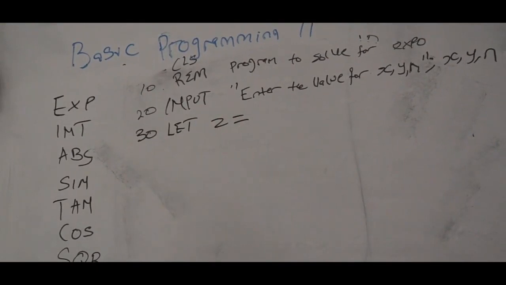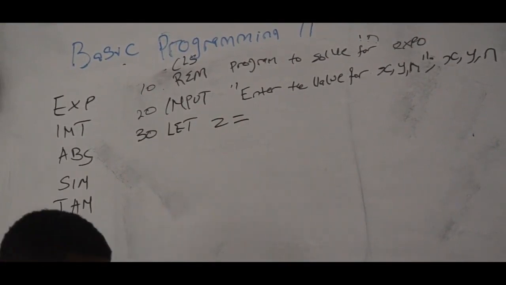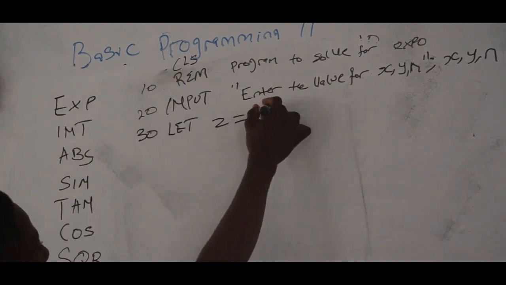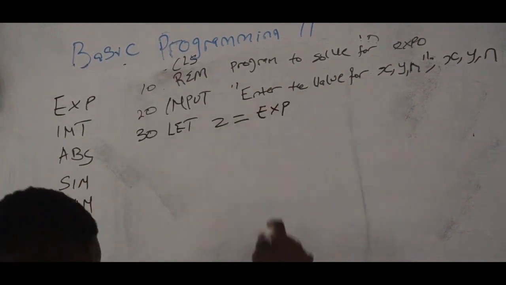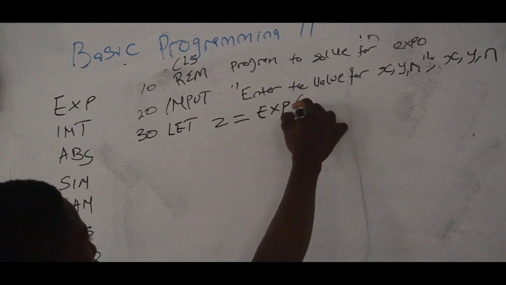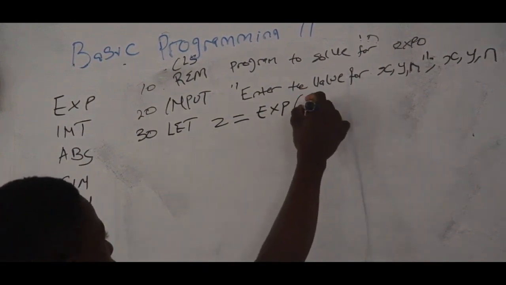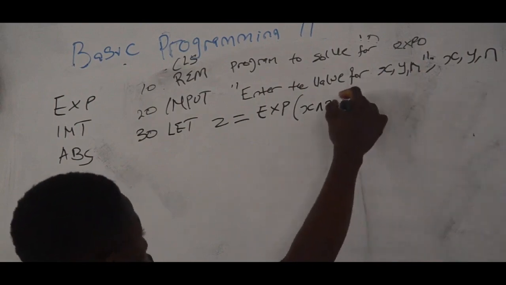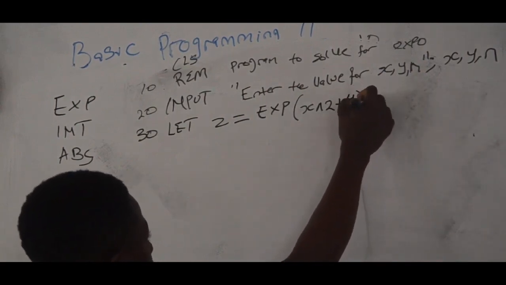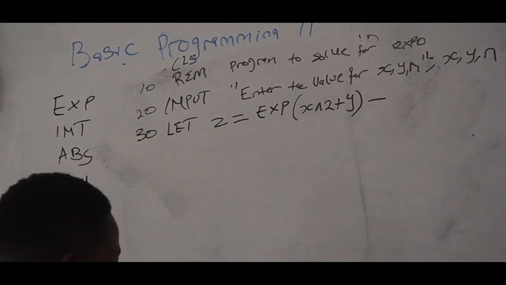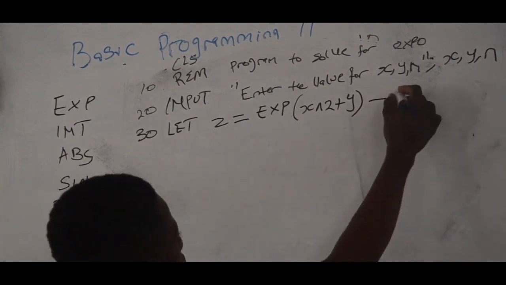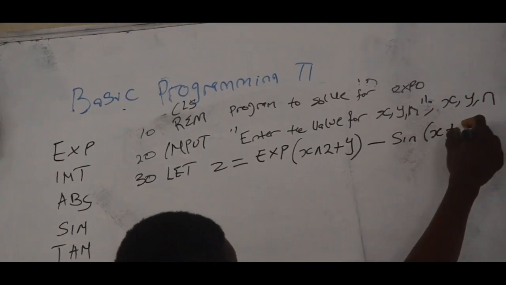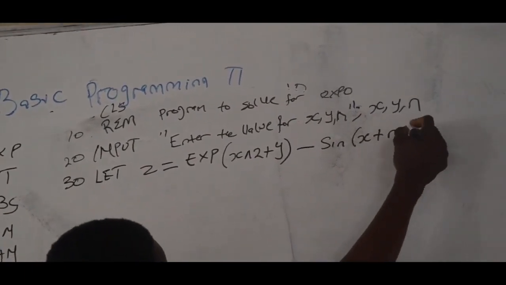I said e. You cannot just write e into QBasic, you just say it as error. But you bring in the inbuilt function, which is EXP, exponential. So exponential, open your brackets. X raised to power 2, you know, this symbol is for raised to power 2, plus y, then close the bracket. Then subtract, minus sine, open bracket, x plus n multiplied by y.